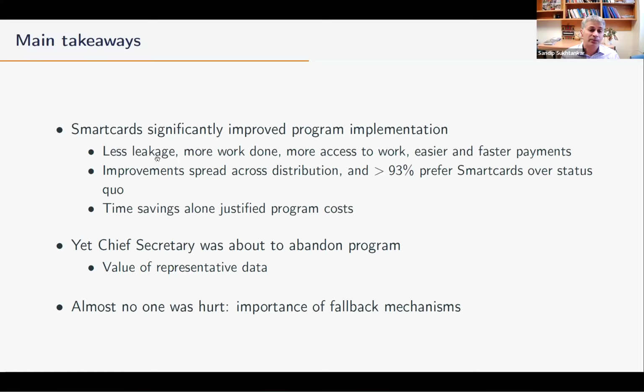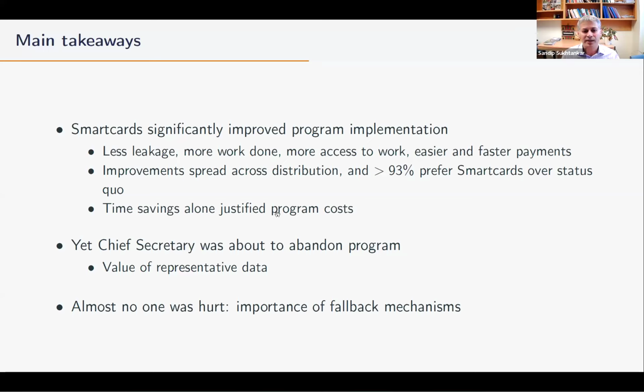And so it worked really, really well. There was less leakage, more work done, more people actually worked on the program. The payments were faster, easier to collect. The improvements were spread across the distribution. It's not just the best off that got the money. And basically everybody loved the program.